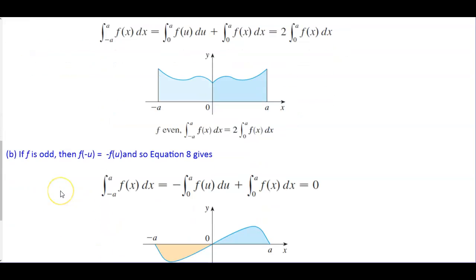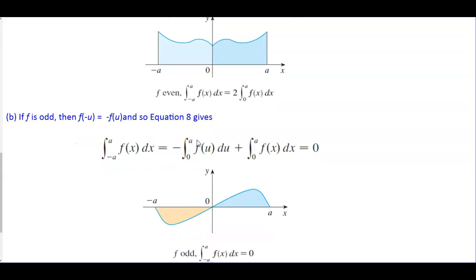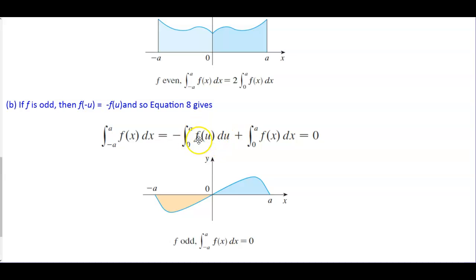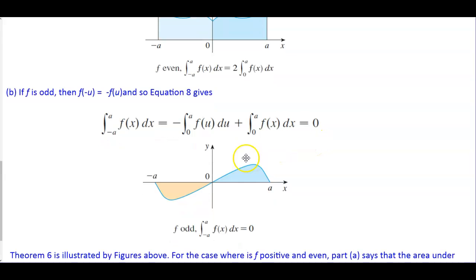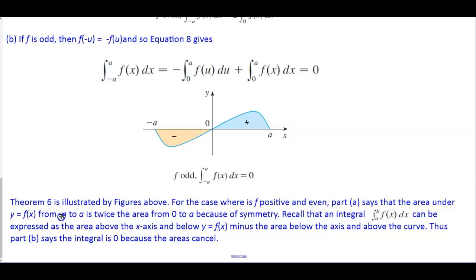Now, if the function is odd, then f of negative u is equal to negative f of u, and so equation 8 is going to give us the following. This is going to be negative, this is going to be positive, and when you add the negative with the positive area, it's going to give us 0. So that means if you're adding this negative area with this positive area, it's going to give us 0. So, Theorem 6 is illustrated by those figures above.